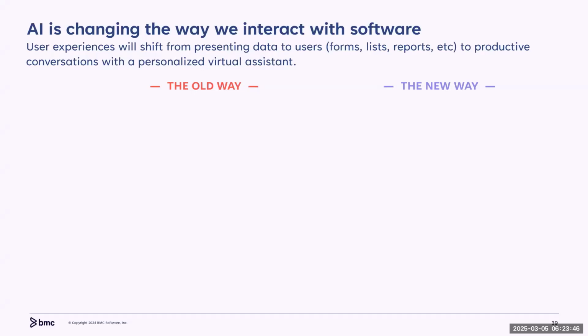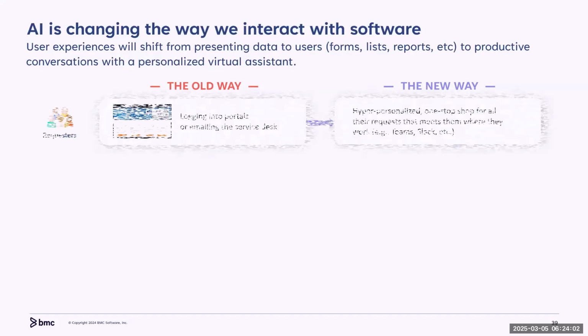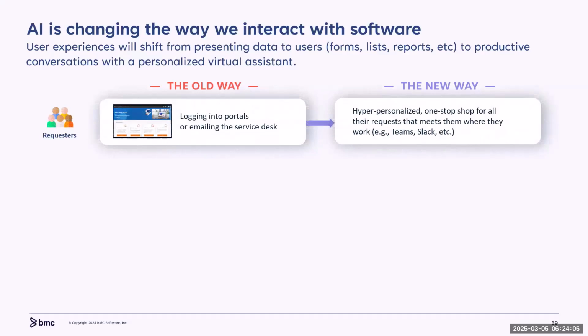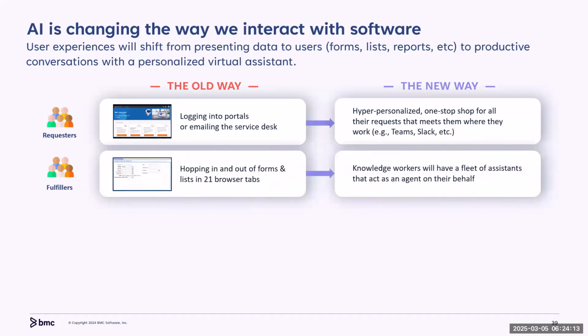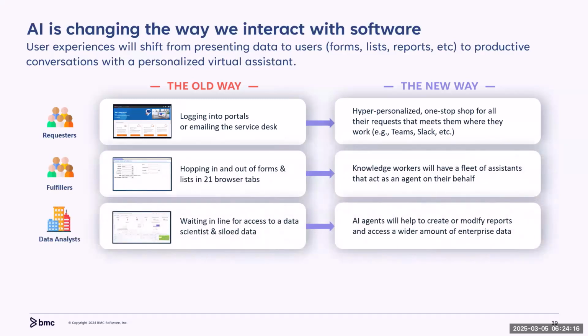Today, almost everyone uses AI in their personal lives, and there's an unstated expectation that enterprise applications should offer the same experiences that we use in our personal lives. And this is having a complete shift in the way we work. Looking at the old ways of working, typically end users would log into request portals, or they would email a service desk or pick up the phone and talk to a service desk agent.